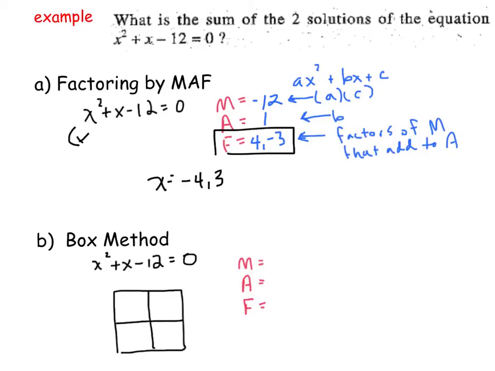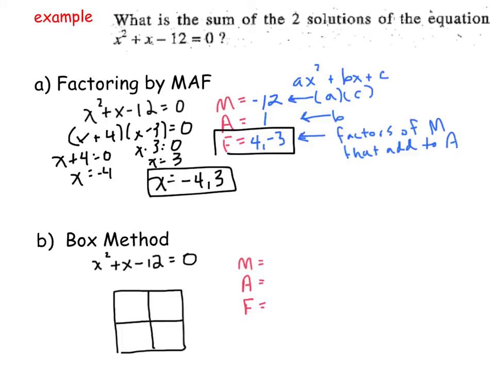To show you why, once you find your factors, you call it x plus 4, x minus 3 equals 0, and now your zero products property says either this equals 0 or that equals 0. When I set x plus 4 equal to 0, I get x equal to negative 4. When I set x minus 3 equal to 0, I get x equal to 3, which is why I get these two solutions. My answer to the question that was asked, however, is what is the sum of the two solutions? So what I do is just simply add negative 4 plus 3, and you get negative 1.